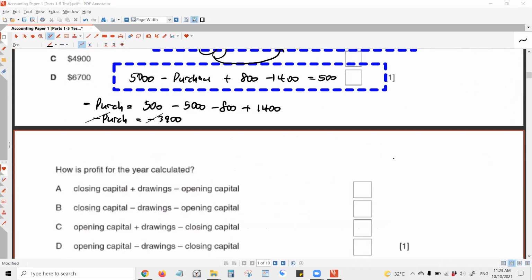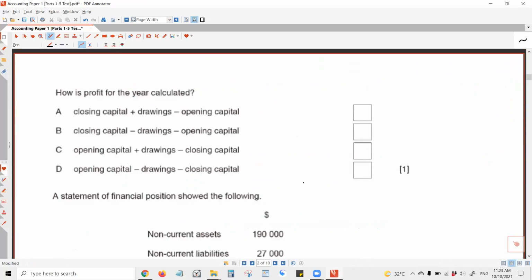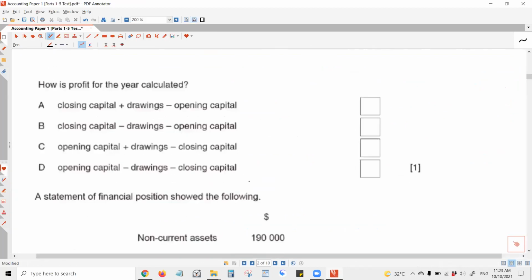Okay, next. How is profit for the year calculated? This one is about the capital section that's in the SOFP again. Agree? Because I see opening capital, drawings, closing capital, and profit for the year. A common mistake made by students: they know how to solve this question, but they try to do it in their mind. They try to arrange the items in their mind. Consequently, they choose the wrong answer.